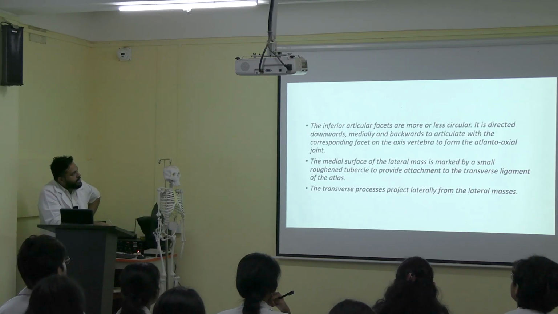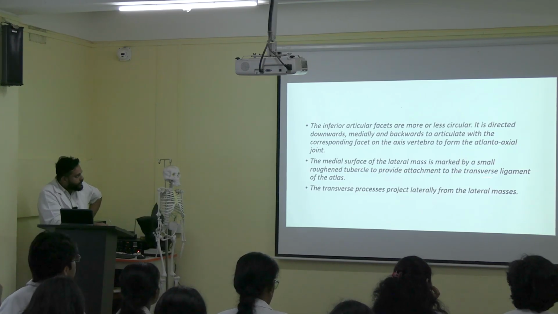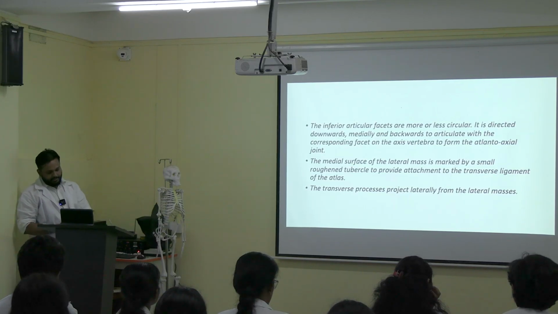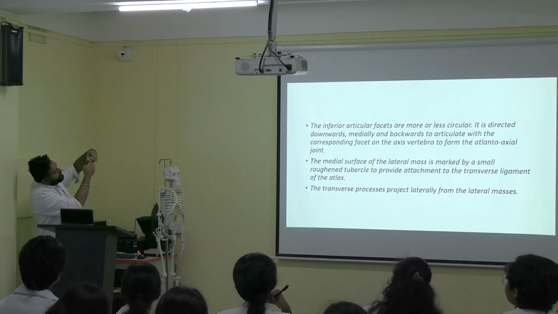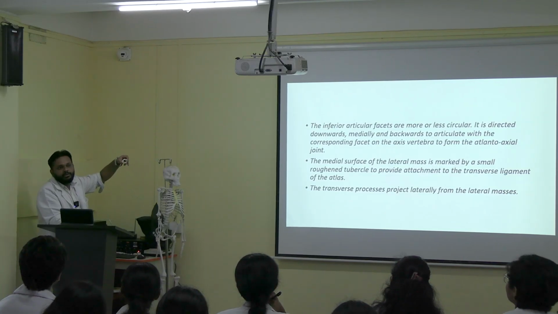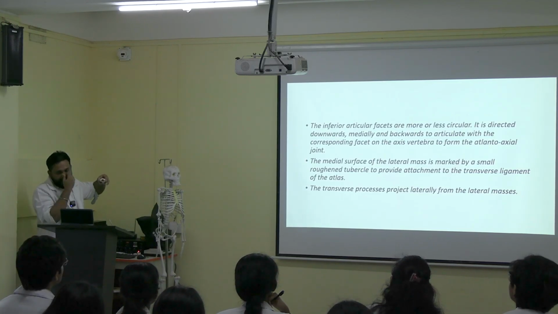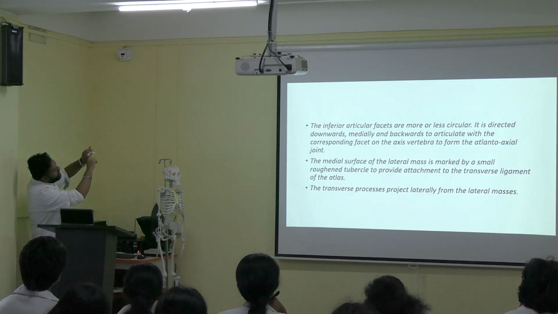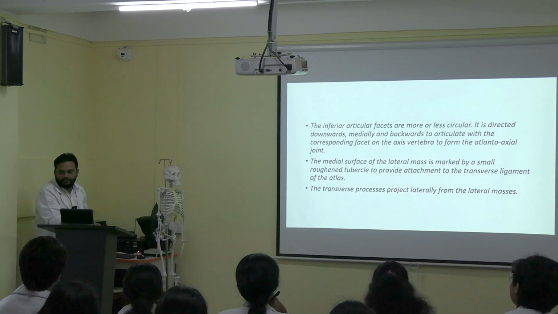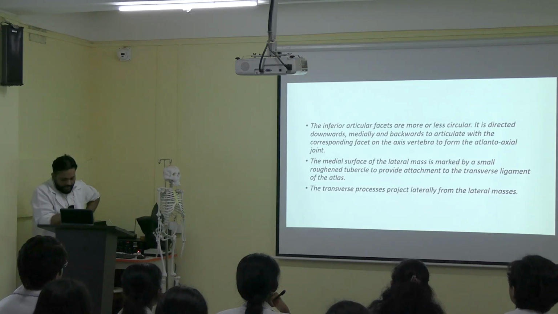The medial surface of the lateral mass is marked by a small roughened tubercle. Which attachment is there? Transverse ligament of the atlas is attached here. See, if you look from above, these are the rough tubercles. Which structure's attachment is here? Which ligament? Transverse ligament. If you look from below, you will not see this. If you look from above, you will be able to see these rough elevations or tubercles. Attachment is the transverse ligament of the atlas.